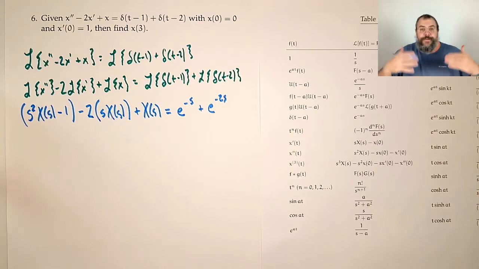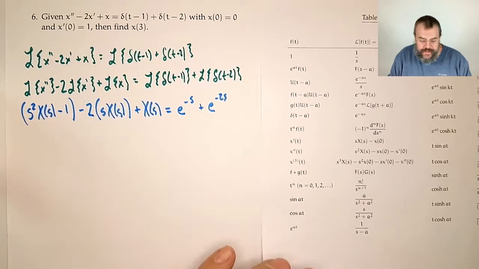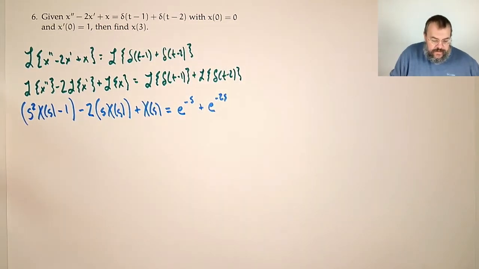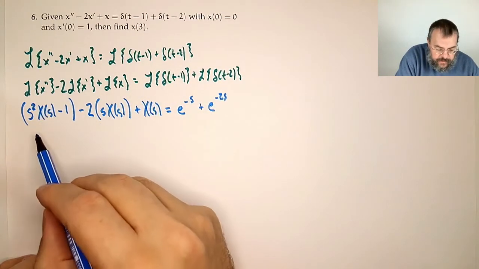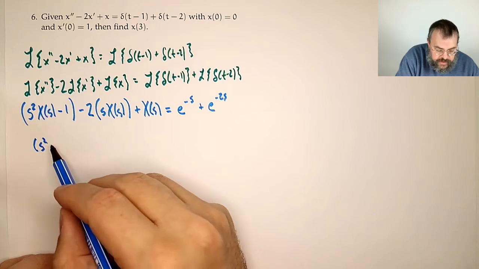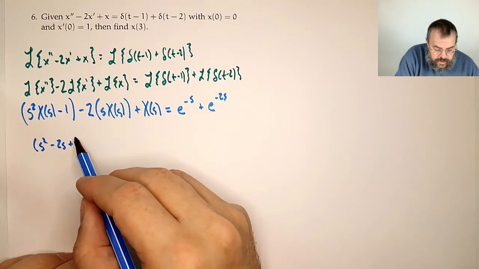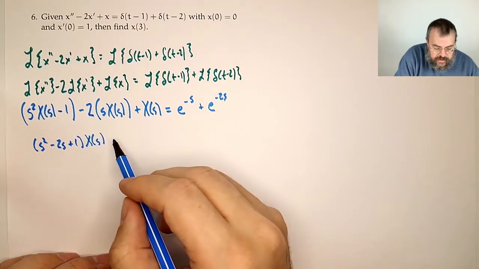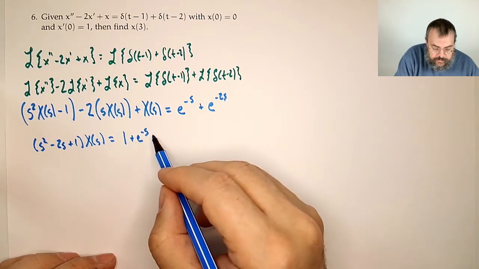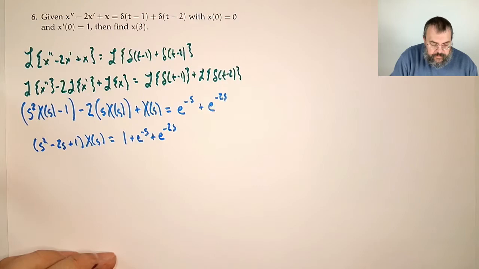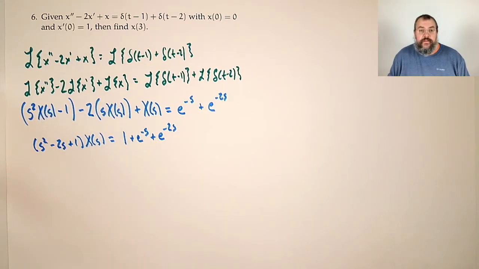And all right, so now we've done our transform. And we just need to clean it up a little bit. So let's do that. Not much to do. The minus 1 will come across, and then we gather. So it's s squared minus 2s plus 1 times x of s is equal to 1 plus e to the minus s plus e to the minus 2s. Right, the 1 went across, and then we just gathered the terms with x of s.